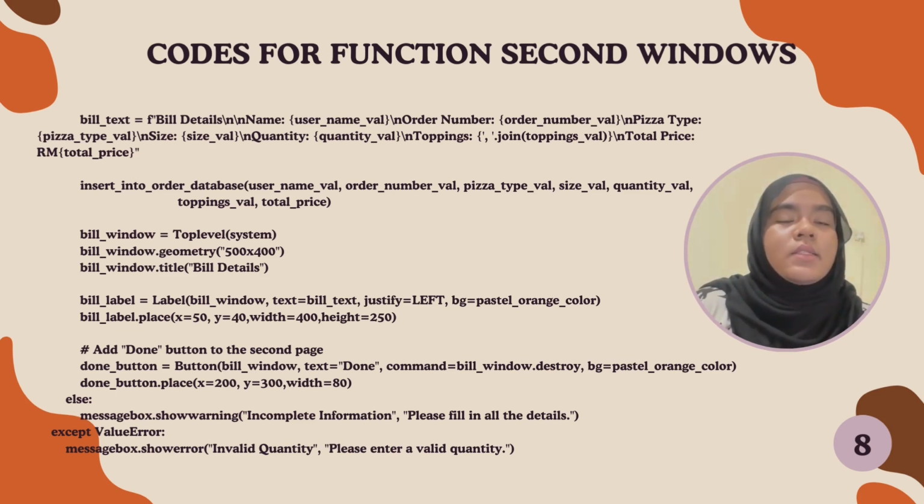And the next is done button place. Done button place is at the specified coordinate, which is x equal to 200 and y equal to 300, and the width is set in pixels in the bill window. Okay, that's all for the first coding.